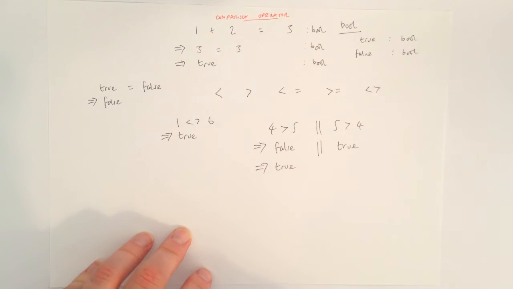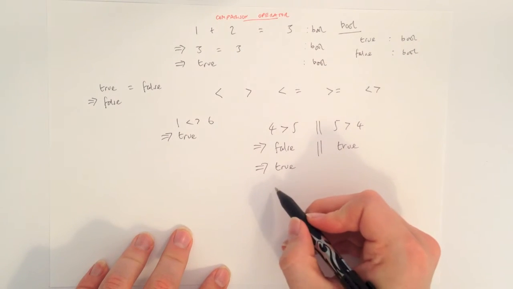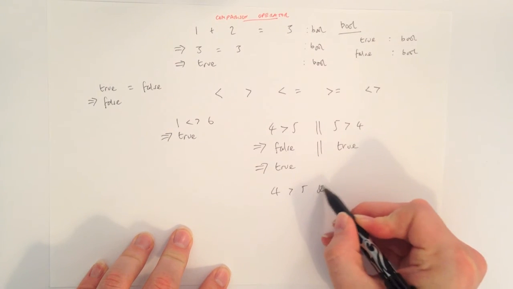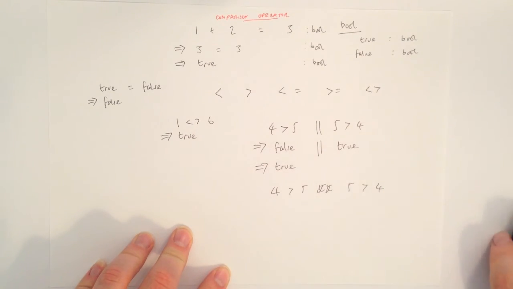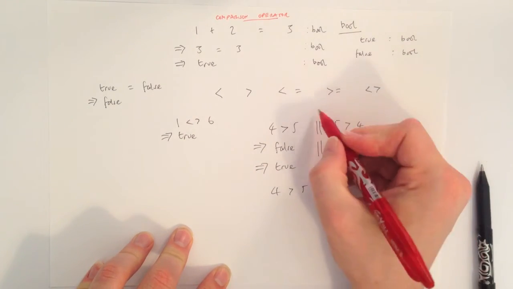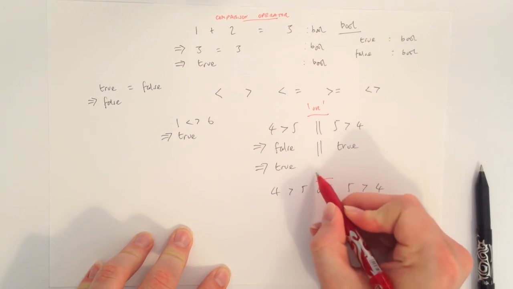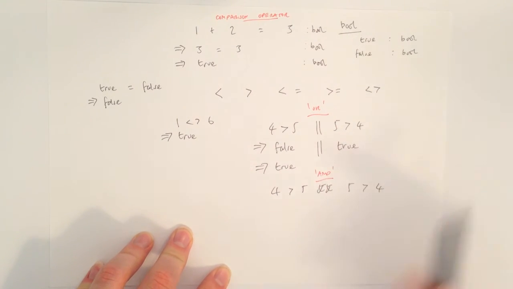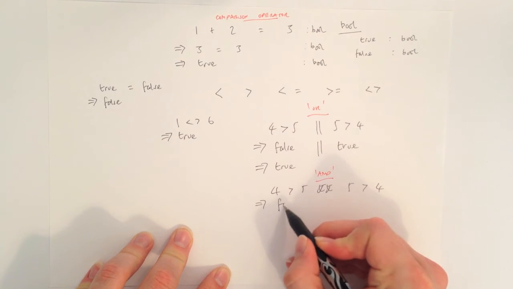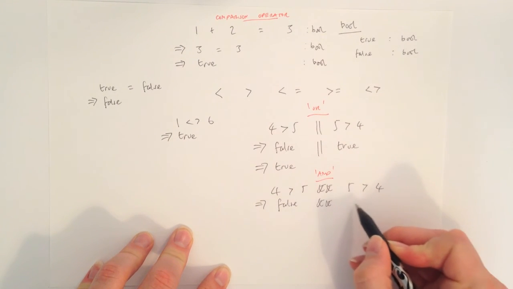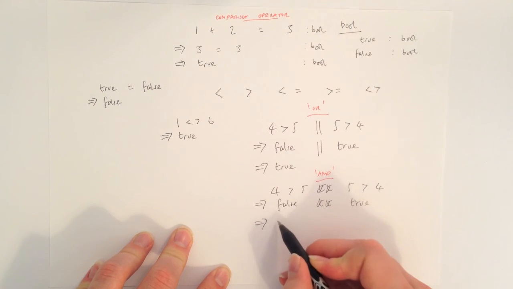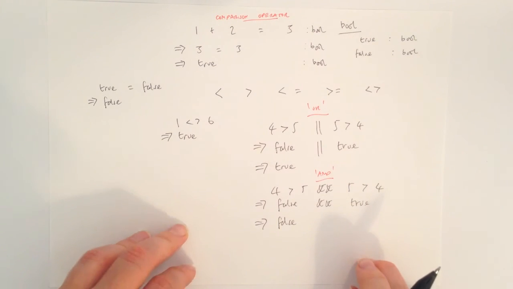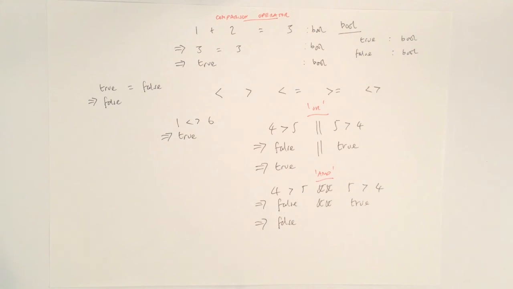And in the same way, we can write 4 is more than 5, 2 ampersands, 5 is more than 4. 2 ampersands is called, so this is called or, and this is called and. Well, in this case we get, again, false and true. Well, these aren't both true, and so the whole thing evaluates to false. So those are some comparison operators and the Boolean type.